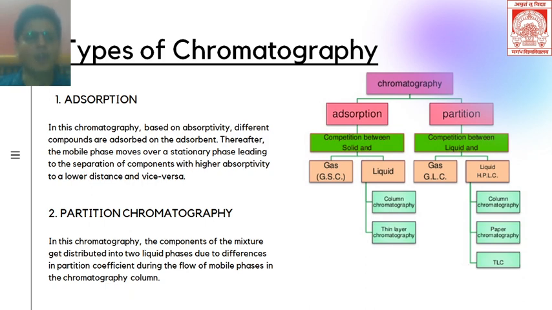Coming on to adsorption chromatography, it is basically based on adsorptivity. Different compounds are adsorbed on the adsorbent. Thereafter, the mobile phase moves over a stationary phase, leading to the separation of the components, with higher adsorptivity to a lower distance and with lower adsorptivity to a higher distance. Then comes partition chromatography. In this chromatography, the components of the mixture get distributed into two liquid phases due to the differences in partition coefficient during the flow of the mobile phase in the chromatography column.